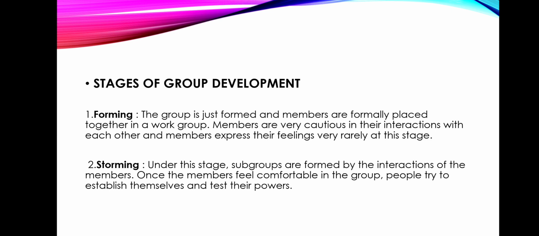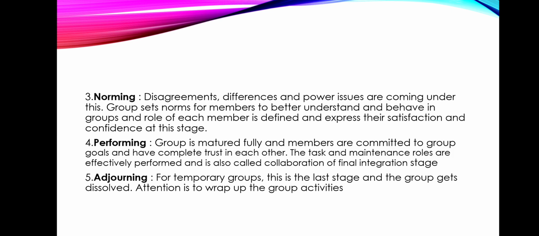Second stage is storming. In this stage, the group is likely to see the highest level of disagreement and conflict. Members often challenge group goals and struggle for power. This can be a positive experience for all groups if members can achieve cohesiveness through resolution. Usually, here there will be conflicts and then they will try to establish themselves and test their powers, and finally they will calm down in the third stage, that is norming.